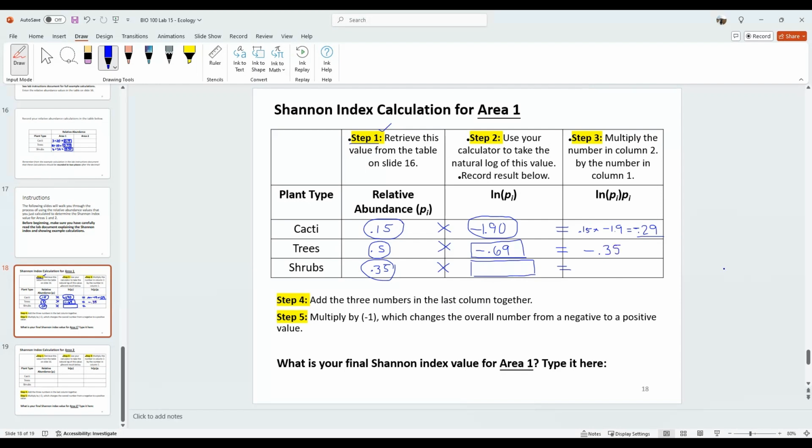And lastly, we're going to do the same thing for this one. We are going to take the natural log of 0.35, and that gives us the value of negative 1.05. And then we take negative 1.05 and we multiply it by 0.35. So this column multiplied by this column again. And that gives us negative 0.37.